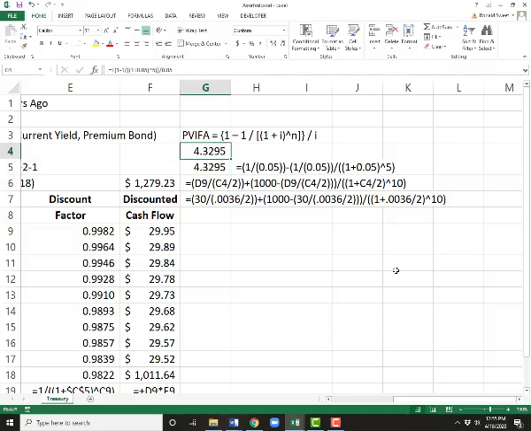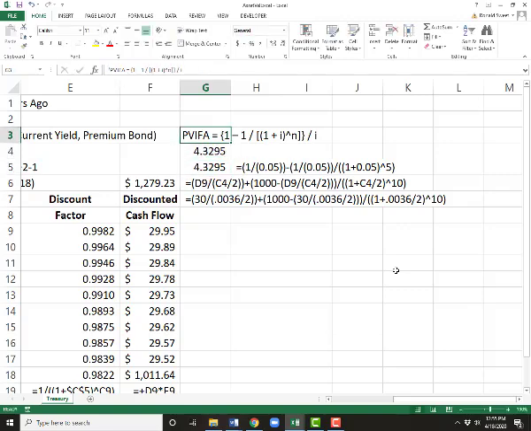I hope you remember something from Excel applications 2 and 3, but we had this present value interest factor of an annuity, and here's the formula: 1 minus 1 divided by 1 plus I raised to the n, divided by I. And look, when I do that, what do I get? 1 minus 1 divided by 1 plus 0.05 raised to the 5th, divided by 0.05. I get the exact same answer.